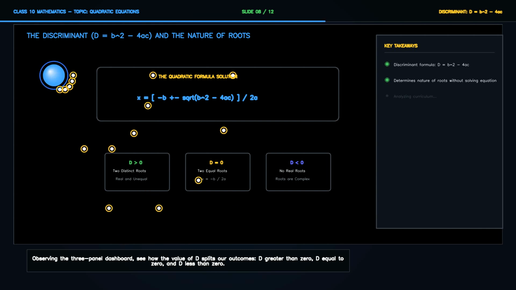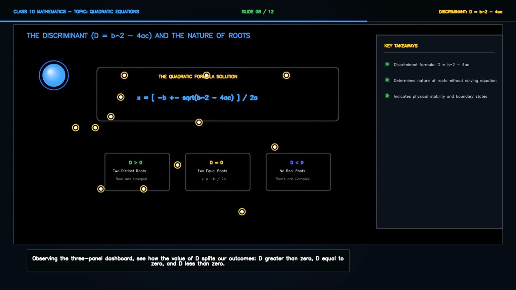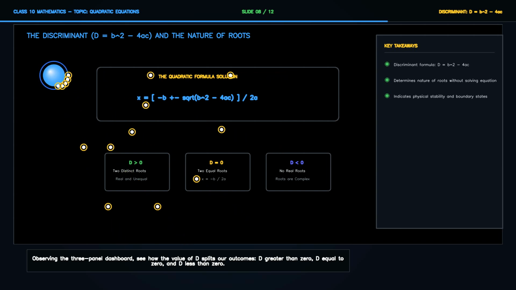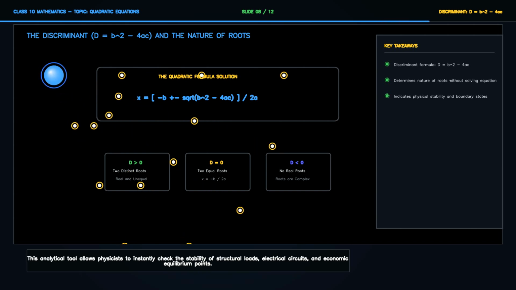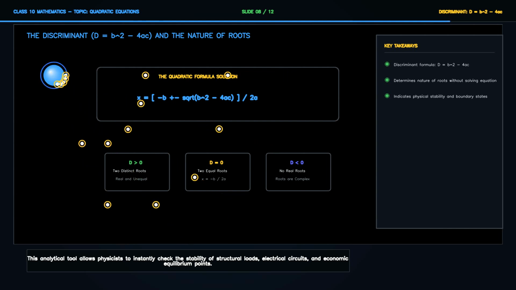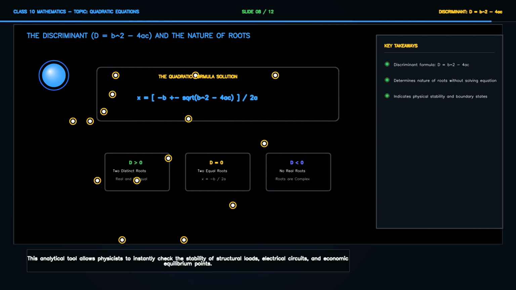Observing the three-panel dashboard, see how the value of D splits our outcomes: D greater than 0, D equal to 0, and D less than 0. This analytical tool allows physicists to instantly check the stability of structural loads, electrical circuits, and economic equilibrium points.